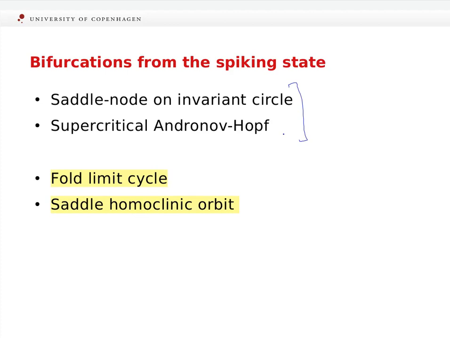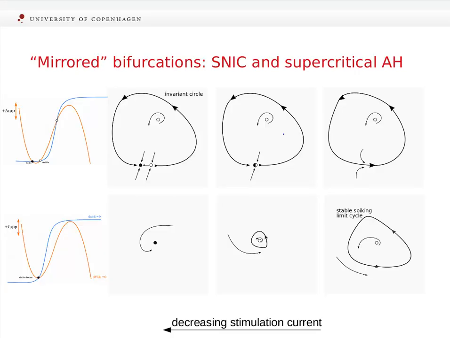Now, two other bifurcations are different. These are called fold limit cycle and saddle homoclinic orbit bifurcation. Let's look at them in more detail. But first, let's get through the mirrored bifurcations. The saddle node on invariant circle and supercritical Andronov-Hopf.